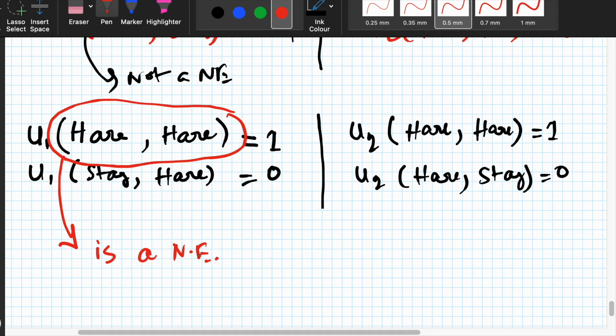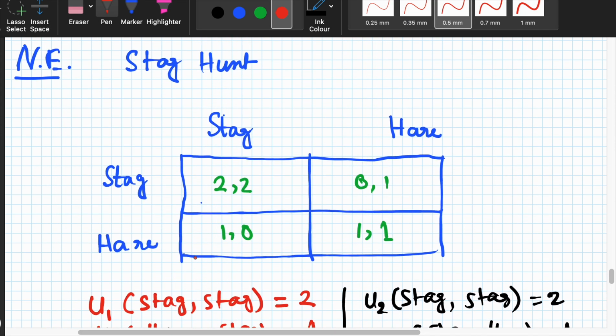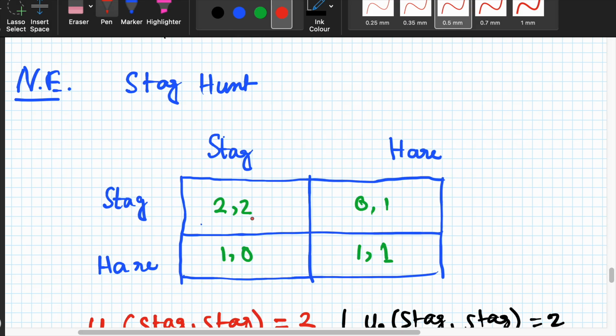So here we have seen that in this stag hunt game also, there are two Nash equilibria: both going for stag, and both going for hunting a hare. However, wherever there are two Nash equilibria, there is no guarantee which one the individuals will adopt. The theory of Nash equilibrium does not prescribe which equilibrium they should adopt.